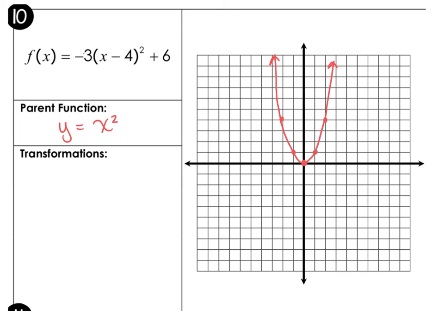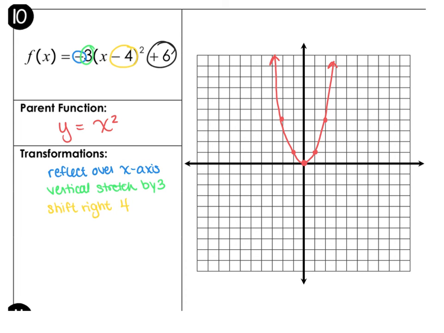Now we need to talk about the transformations. So we've got this negative out in front. So again, when it's out in front, that's going to reflect over the x-axis. We've got this 3 here. It's out in front, so it's going to be a vertical dilation. In this case, it's going to be a vertical stretch by 3. Then we've got this -4 inside, so that's going to be a shift right 4. And then lastly, I guess I'll do it in black, we're going to shift up 6.